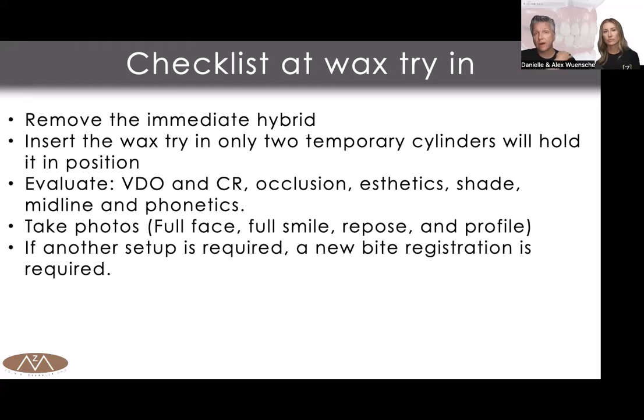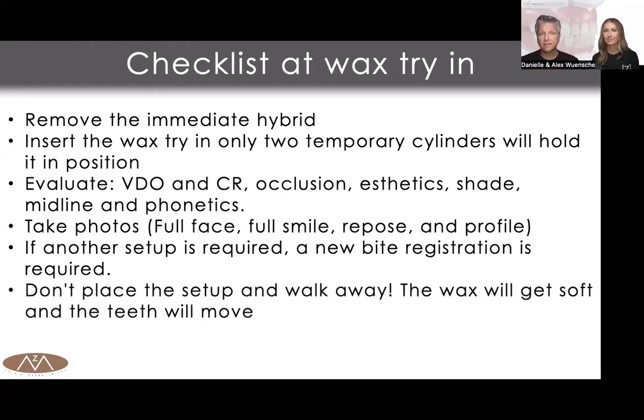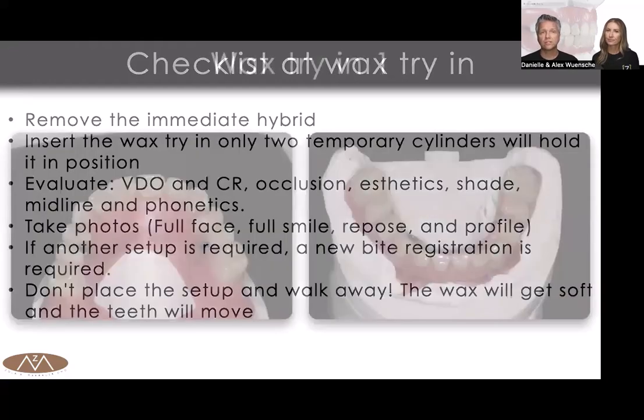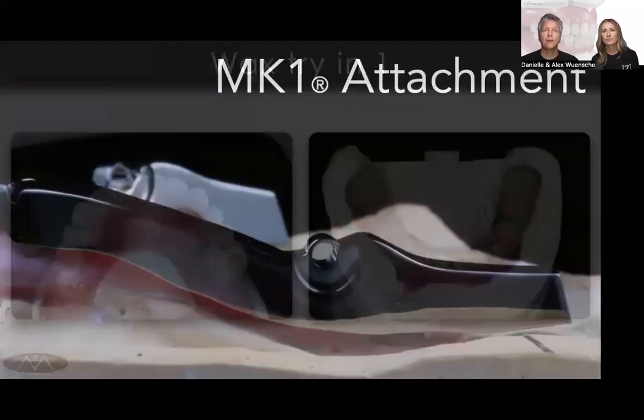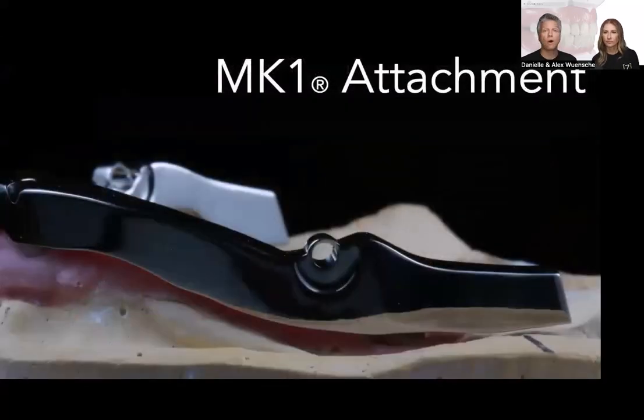If another setup is required, we do a new bite registration with the setup and reset the teeth. If not, we can go straight to, that's the wax trine, by the way, you see the screw access holes for screw retained. We can actually go to fabricate a bar.